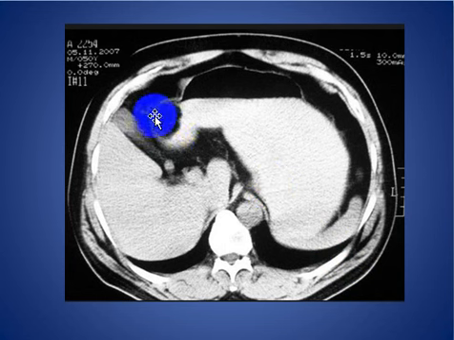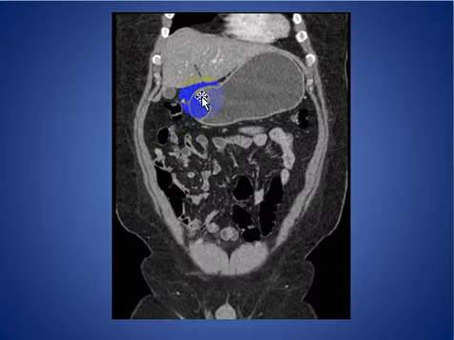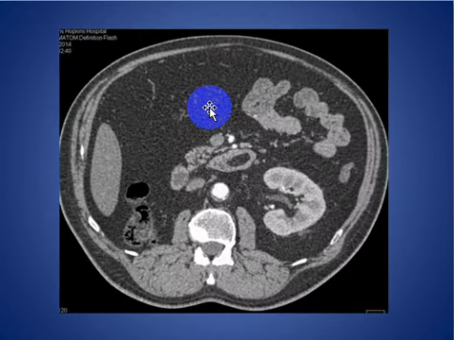Another lipoma noted on the anterior part of the stomach, and another patient with lipoma in the interior of the stomach. Here, this is a small mass lesion in the duodenum, and it is fat density. It is a lipoma.